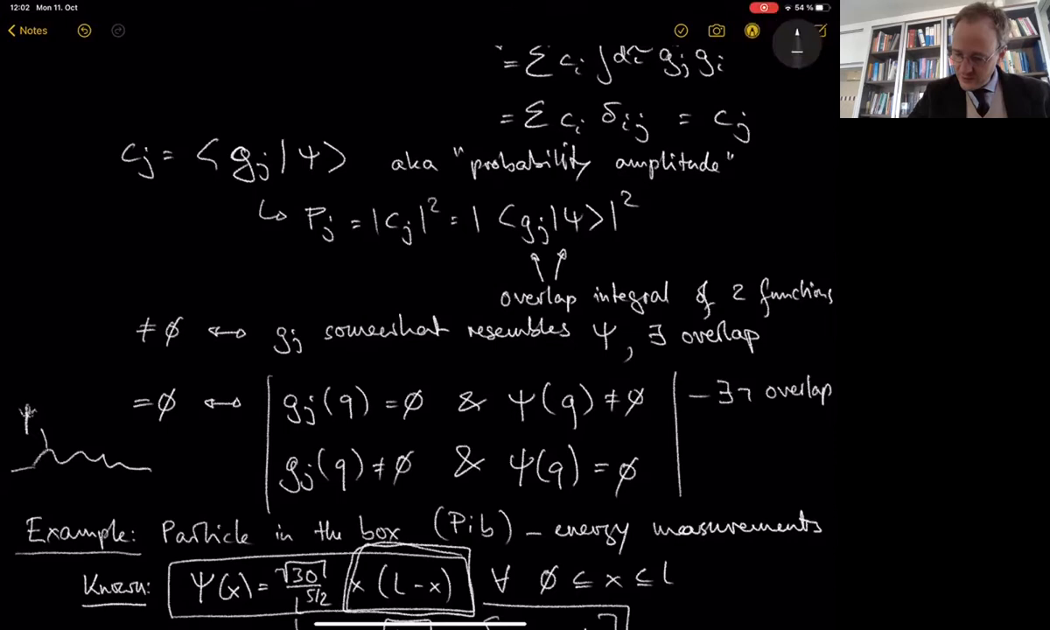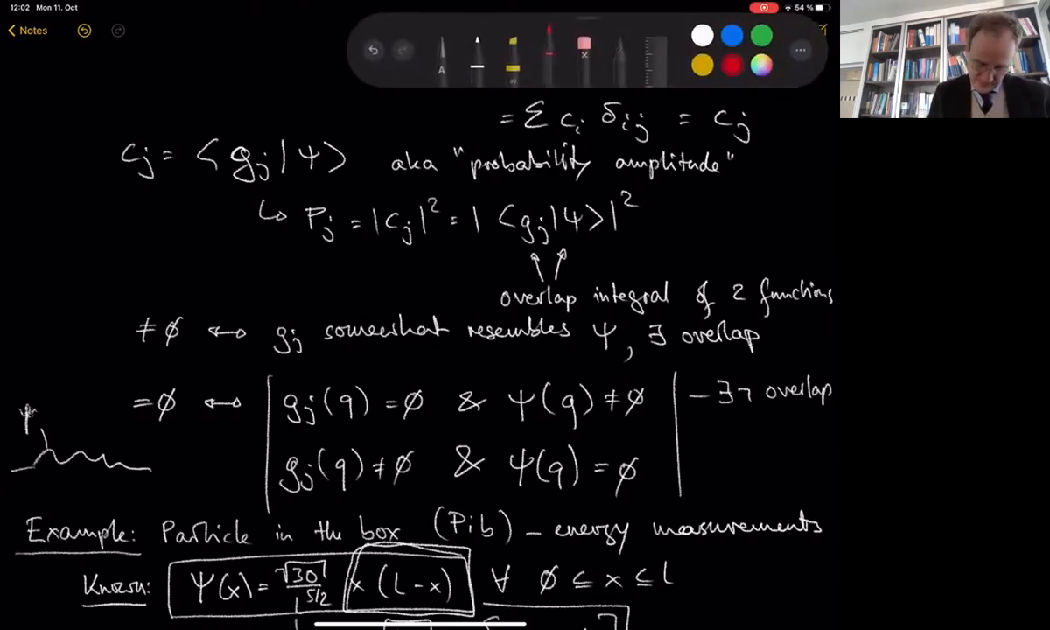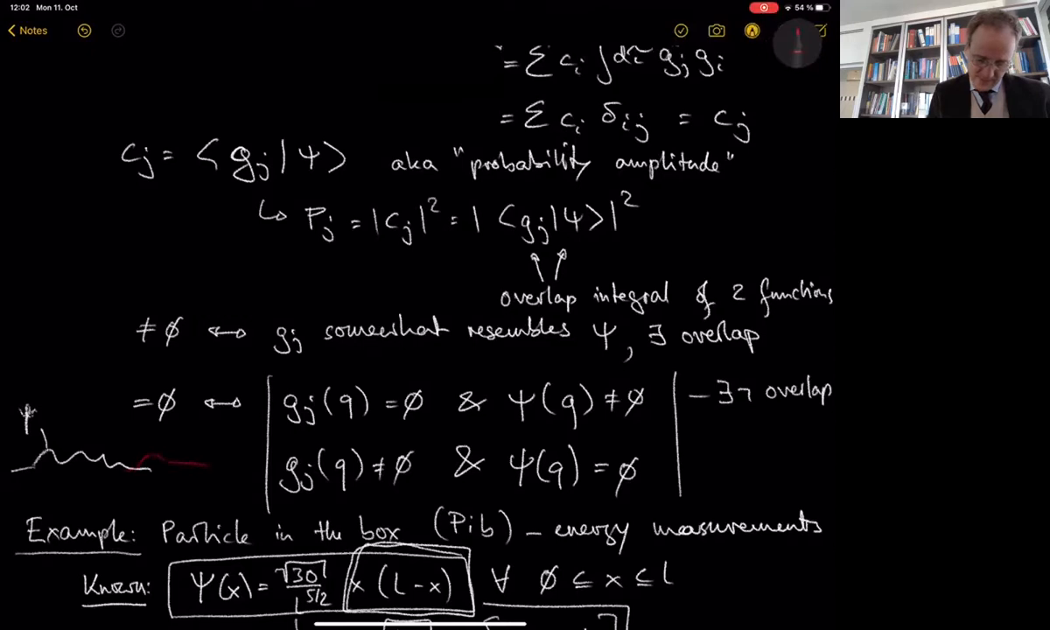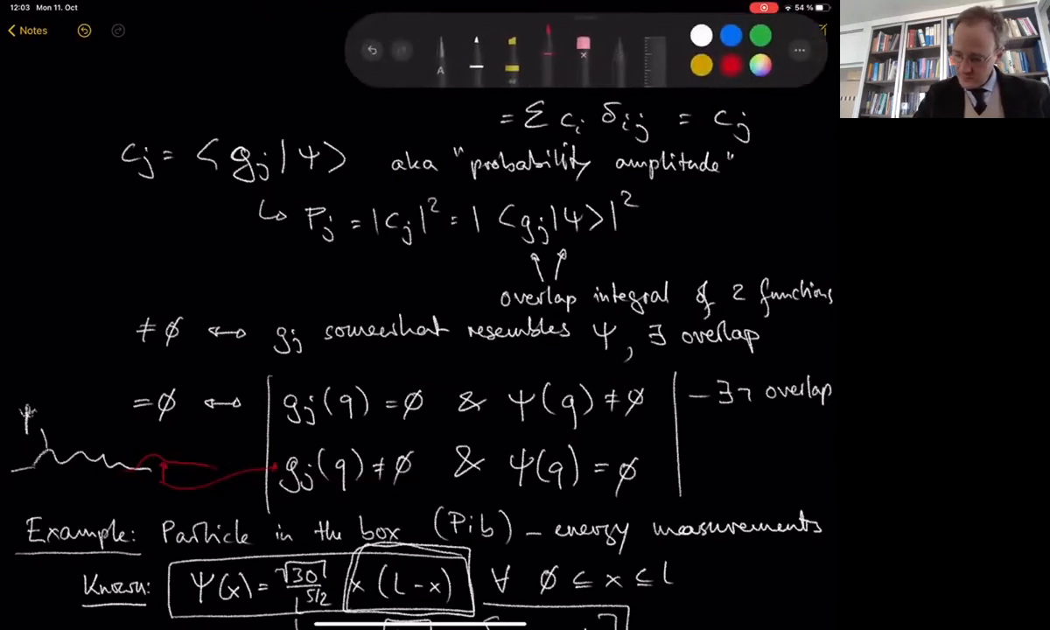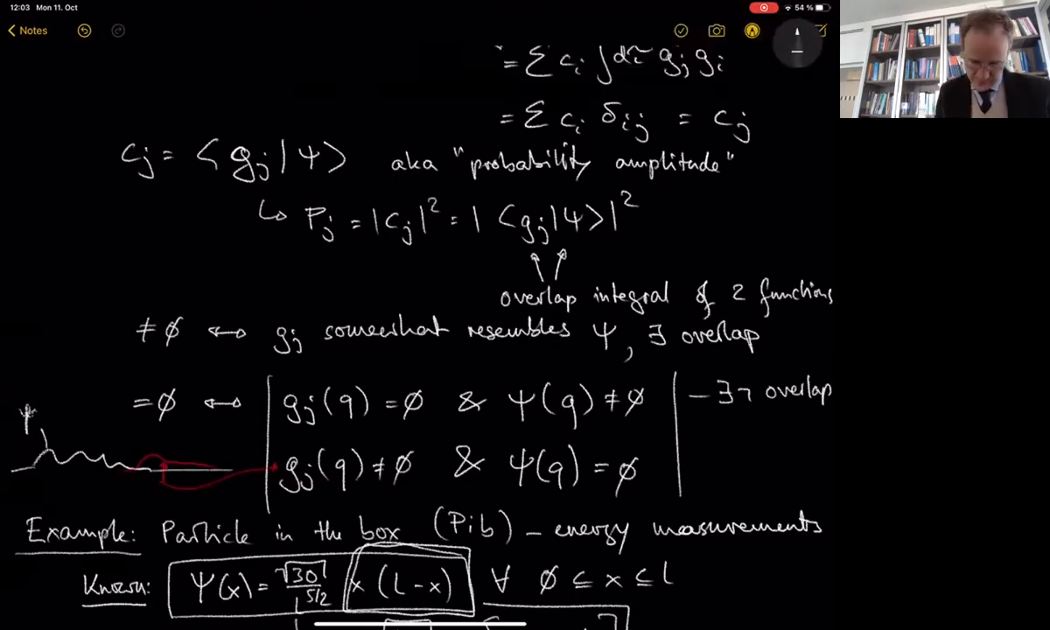Let me change this to different colors. So suppose G looks like this. Now at this location of Q, you would have this situation. Here, your G of Q is non-zero, but your psi is 0. And then if you go to this location, here your G is 0, but your psi is non-zero.